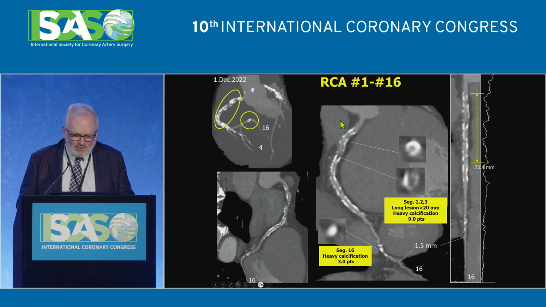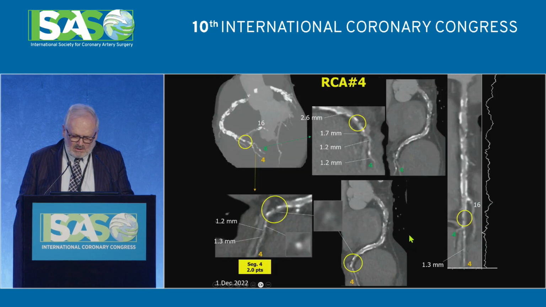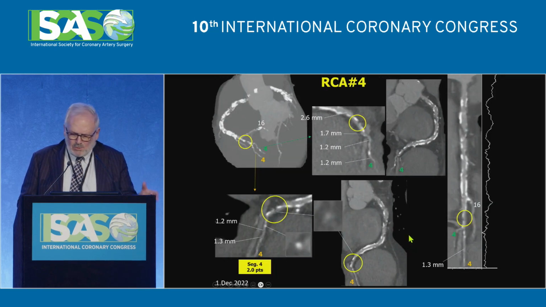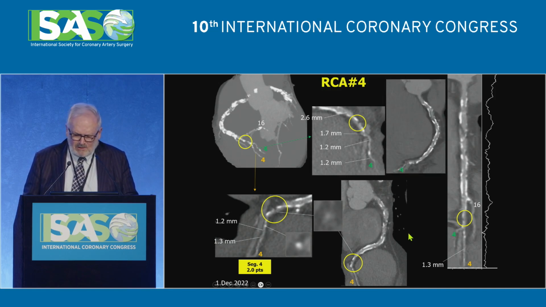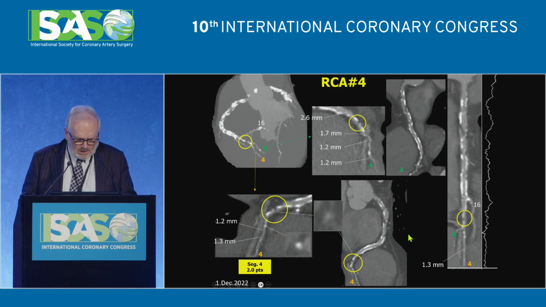So just to have a look at the right coronary artery, you can see that the segment 1, 2, 3 is a long lesion, heavy calcification, 9 points. You could see the posterolateral segment 16, heavy calcification, 3 points. You could see that the distality has 1.5 millimeter. We always look in the discussion intercontinental. It was on the Thursday evening with John and many other people. So that's the right coronary artery.